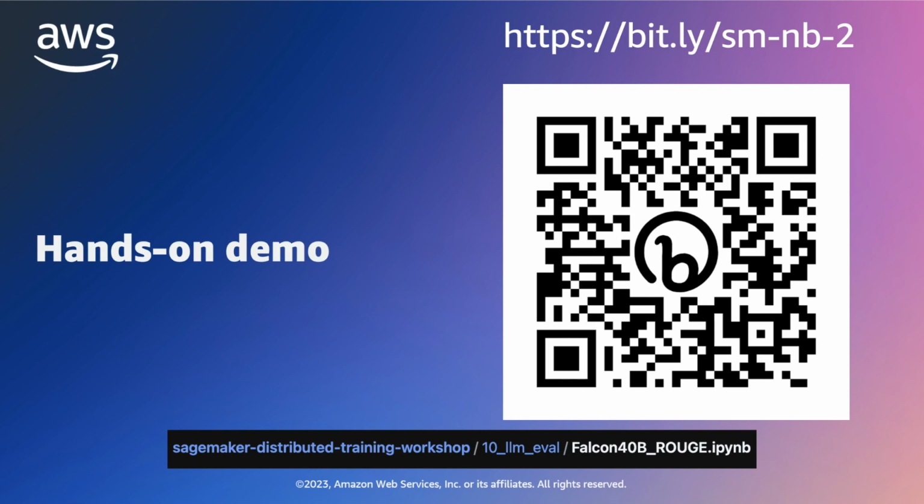And so just as before, you are welcome to use a short URL here, the bit.ly, to point to this notebook. So this time we're in the SageMaker Distributed Training Workshop repository, and this is number 10, LLM eval. And then the notebook here is Falcon 40B, and then this is the ROUGE notebook. And you're welcome to go to the same link using the QR code depending on where you are. So let's check it out.